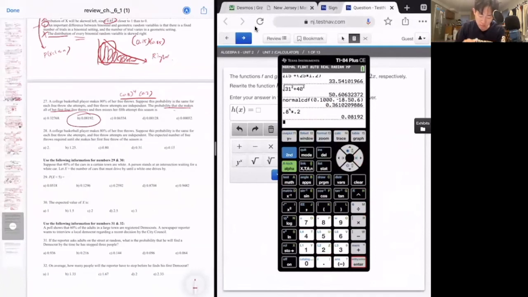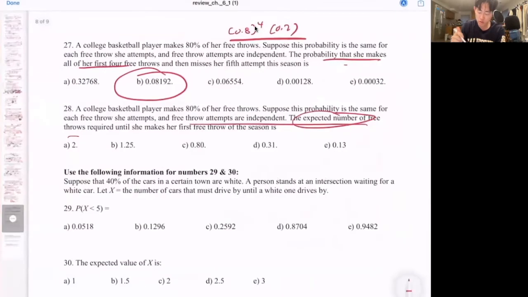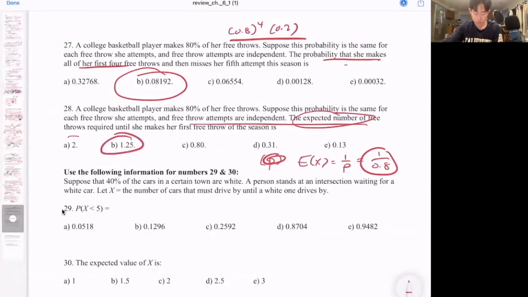College basketball player makes 80%. It's the same, free throws are independent. The expected number of free throws required until she makes her first free throw is, so that is a geometric setting. The expected value is always 1 over p. That's the formula, right? So we're just going to do 1 over 0.8. That means it's going to be 10 out of 8, which is about this much. So 28 should be B.